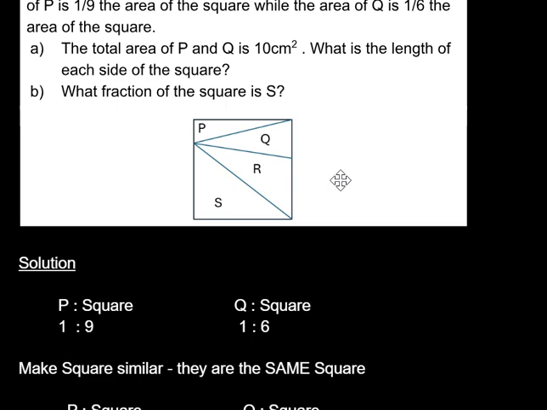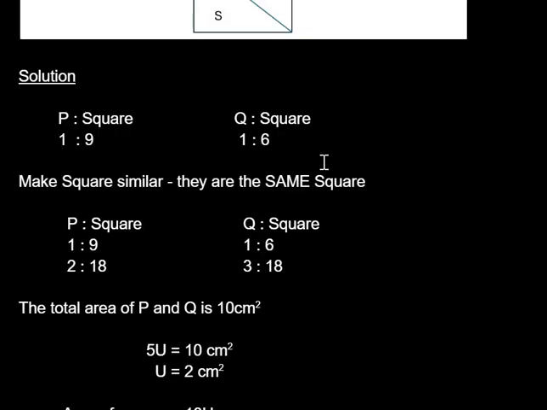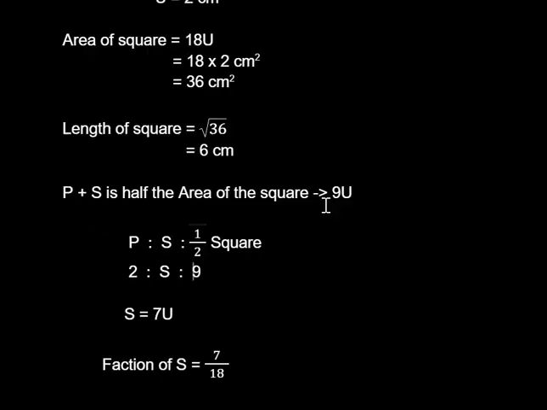If you cannot visualize or don't understand, I have a video about triangles. You can go and watch that video. I do explain that part with some drawings as well. So I repeat, P plus S will be equal to half of the area of the square. If your child does not understand this concept, he or she will not be able to solve this problem at all. So these are very important concepts.